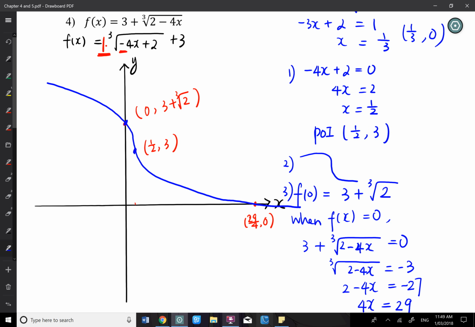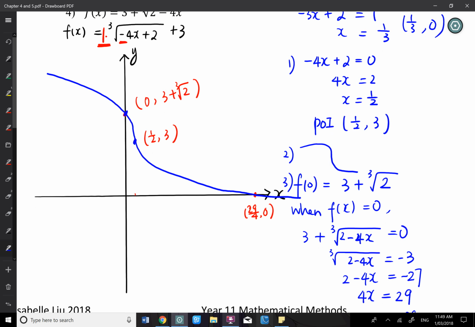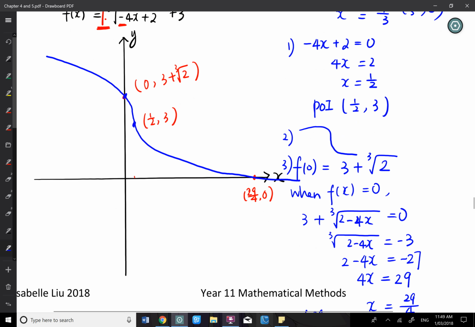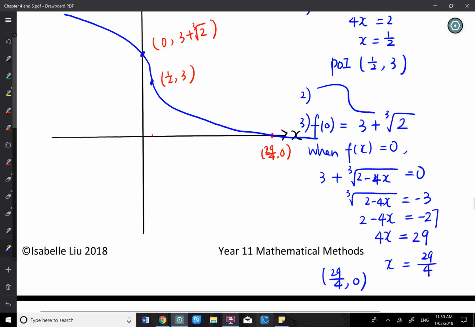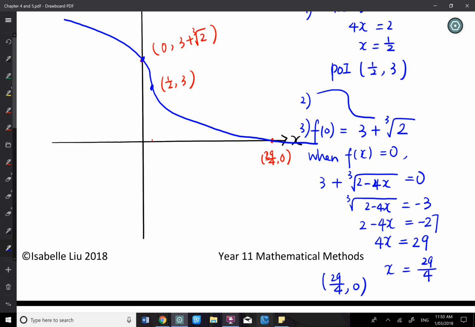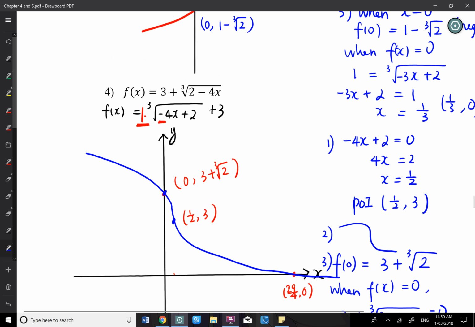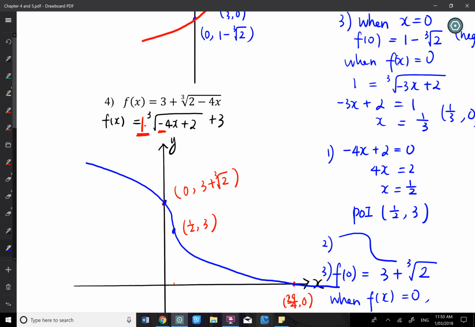And then we solve for f(0). f(0) is just 3 plus the cube root of 2. And then when f(x) equals 0, you have 3 plus the cube root of 2 minus 4x equals 0. And then that's minus 3. Then you cube both sides, you have a minus 27. Plus the 4x to the other side and plus the 27 to the left-hand side, you have 4x equals 29 and x is 29 over 4. So that's about 7.25. Okay, 4 times 7 is 28, so 7.25. So you have a shape like this.